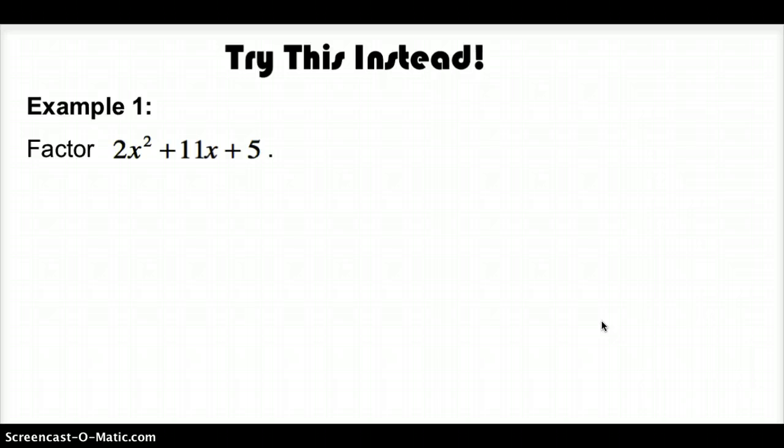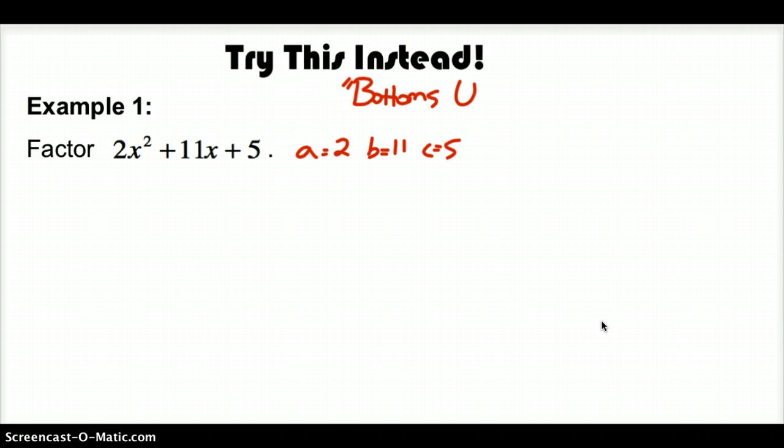And obviously, again, our a equals 2, our b is 11, and our c is 5, just like last time. I call this the bottoms-up method.